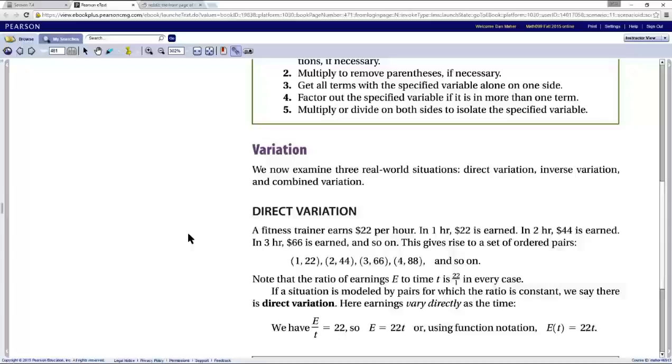And they're trying to get some real world stuff that you're probably used to hearing about or being involved with. The first one we're going to go through is direct variation, and then inverse, and then combined.